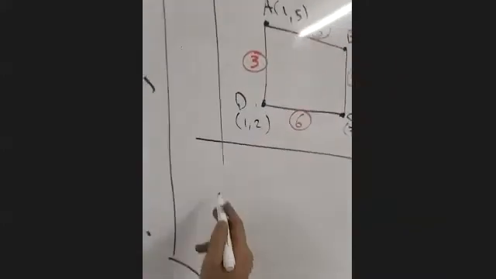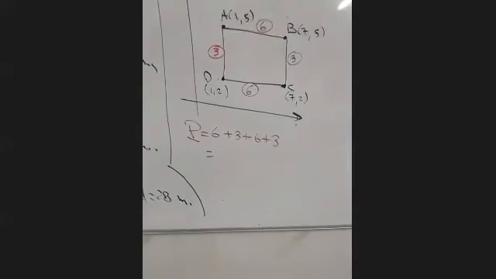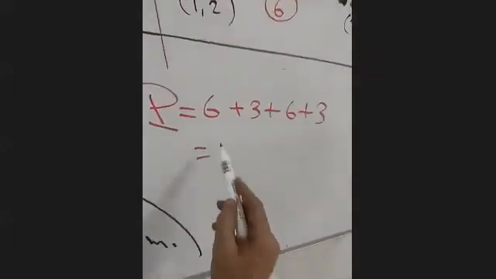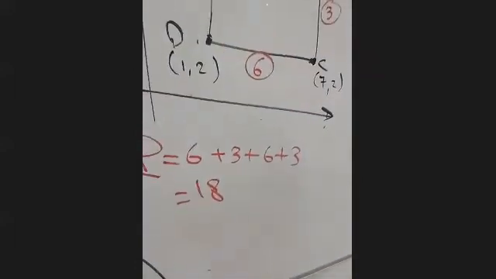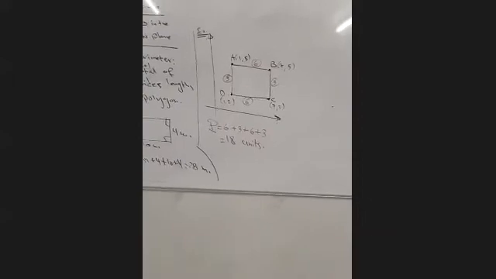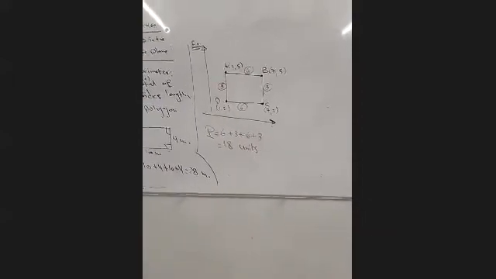Are we ready to find the perimeter? Yes. 6 plus 3 equals 9, plus 6 equals 15, plus 3 equals 18. We add them, then we find the sum. 18 perimeter units. Do you understand that? Yeah.